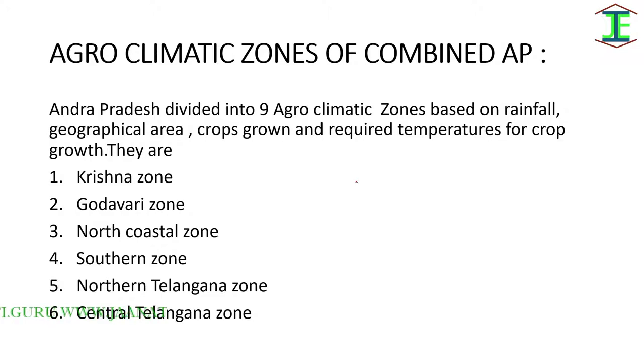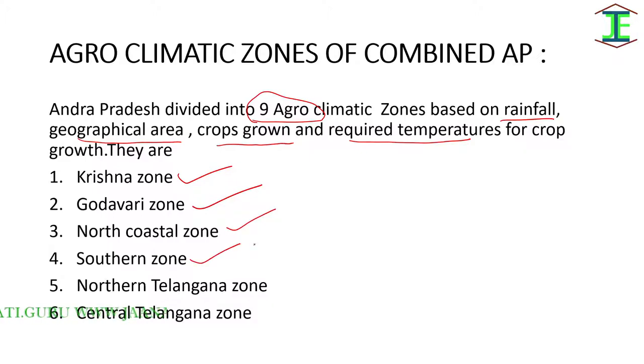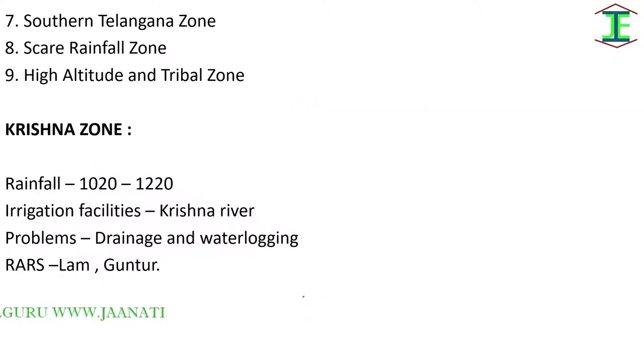Next, agroclimatic zones of combined AP. Before the separation of Telangana from AP, combined AP was divided into 9 agroclimatic zones based on factors like rainfall, geographical area, the crops grown under the zone, and the required temperatures for crop growth. The 9 zones are Krishna zone, Godavari zone, North Coastal zone, Southern zone, Northern Telangana zone, Central Telangana zone, then Southern Telangana zone, Scarce Rainfall zone, and High Altitude and Tribal zone. In this topic, you need to remember which districts come under which zone, how much rainfall that zone gets, and the irrigation facilities, problems, and the RARS center located in that zone.